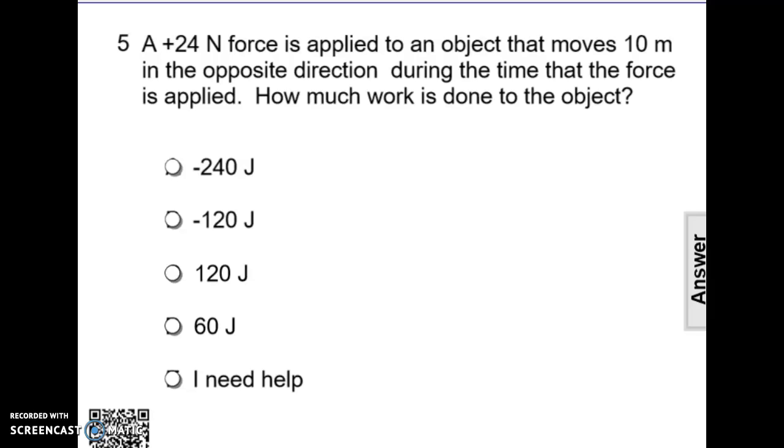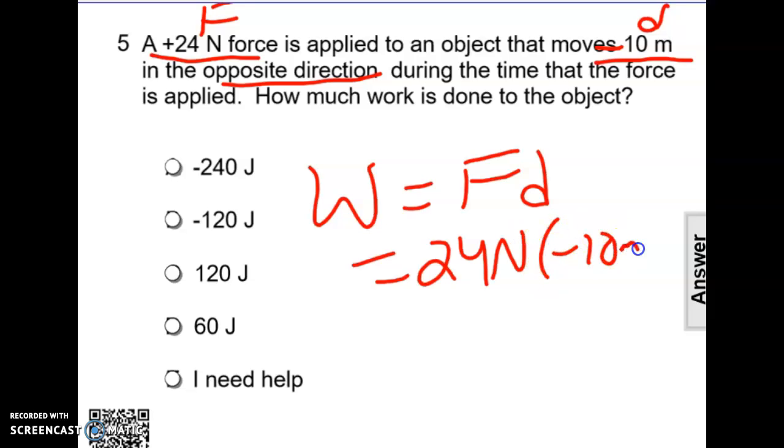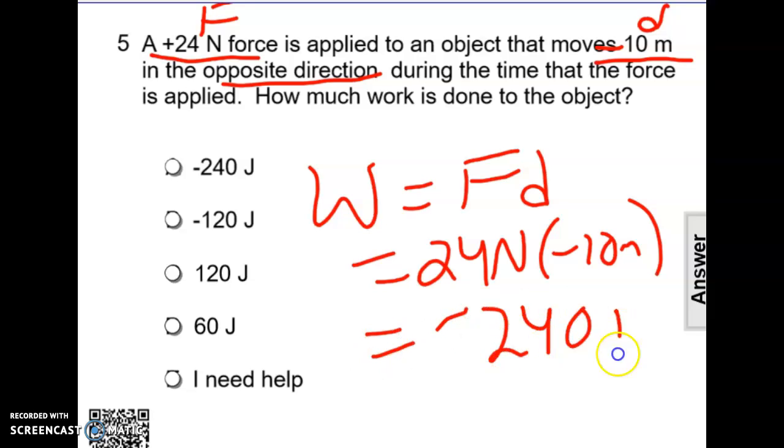Okay, so now I have a positive 24 Newton force. That's my force, but I'm moving 10 meters in the opposite direction. So this is my distance right here. Because it's the opposite direction, we have to put a negative in there. If I want to do work is equal to force times distance, that'll equal 24 newtons times negative 10 meters, which gives me negative 240 joules. First response.